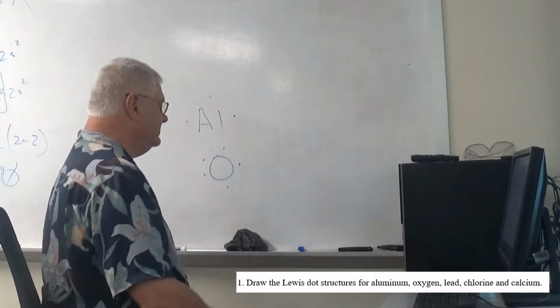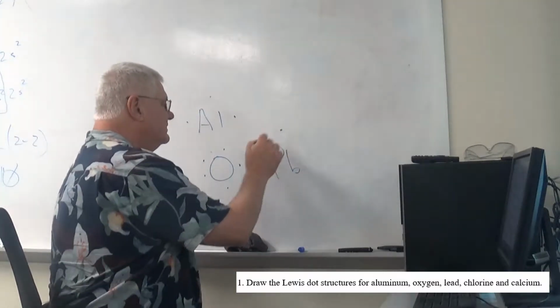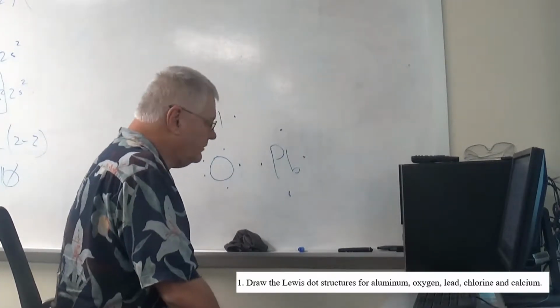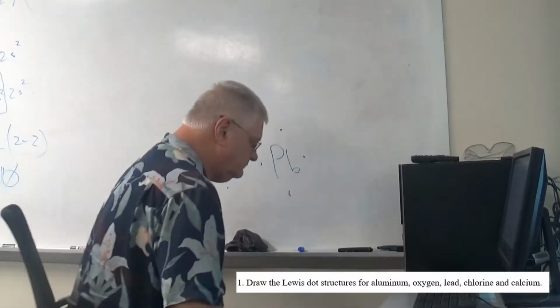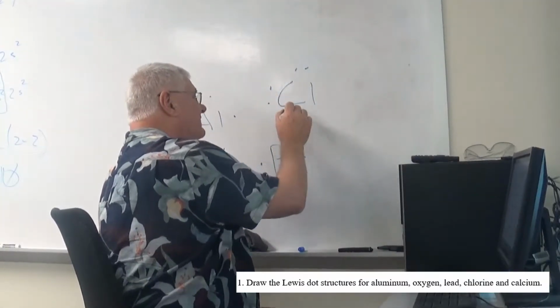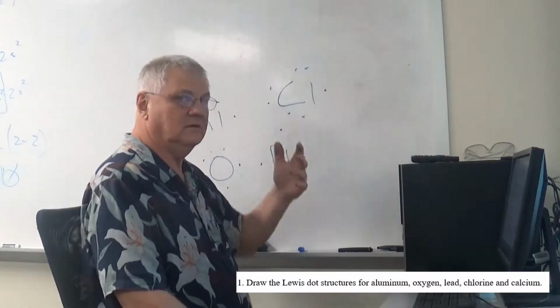What about lead? What group is it in? 4. Okay, 1, 2, 3, 4. What about chlorine? What group is it in? 7. Okay, it's a halogen. 1, 2, 3, 4, 5, 6, 7. It doesn't matter which side you put the single electron on.